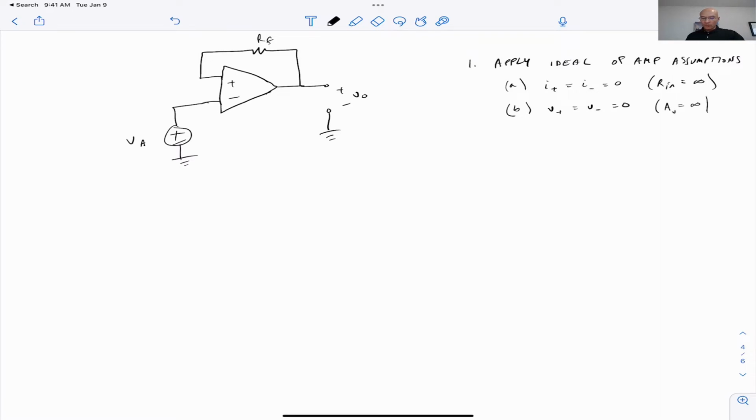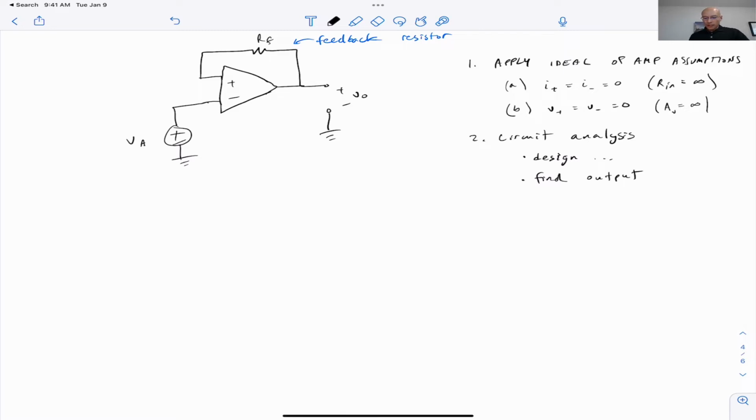One thing that's instrumental in an op-amp circuit is this RF. This allows the op-amp to create whatever conditions it needs to establish the ideal op-amp. So its output creates the necessary current to make the two inputs the same voltage. So that feedback resistor is very important. So we'll first apply the ideal op-amp assumptions, and then we'll use circuit analysis to design the circuit or solve for the output.